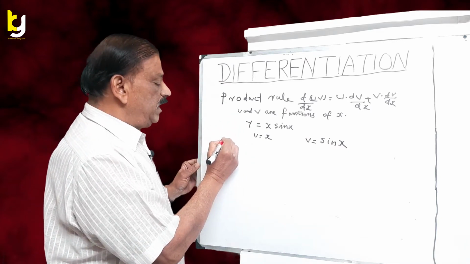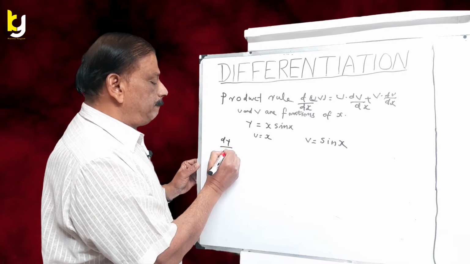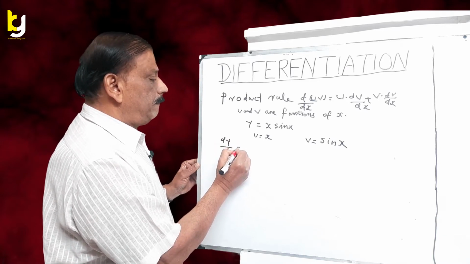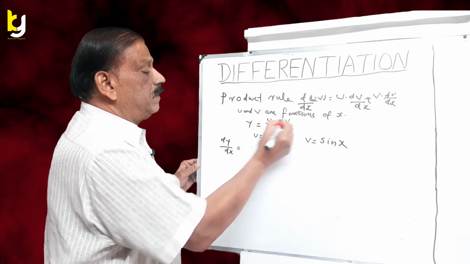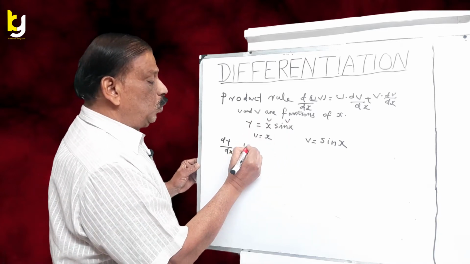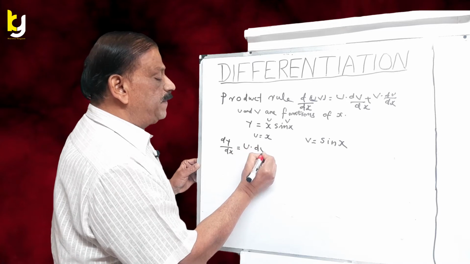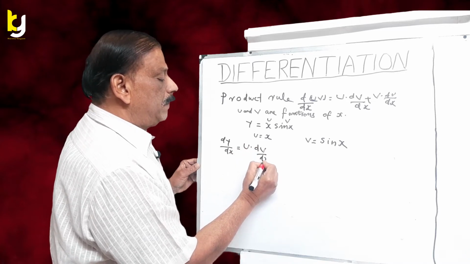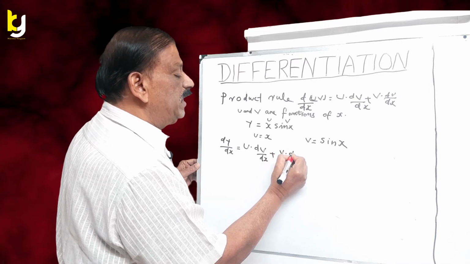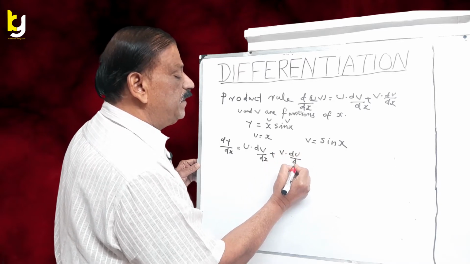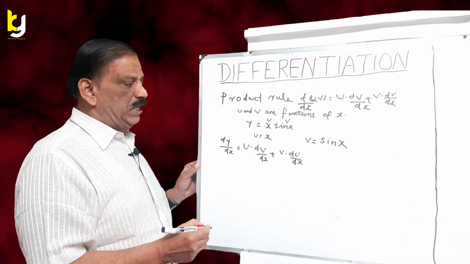So dy by dx equal to, this is u and this is v. So u into dv by dx plus v into du by dx. That is the product rule of differentiation.